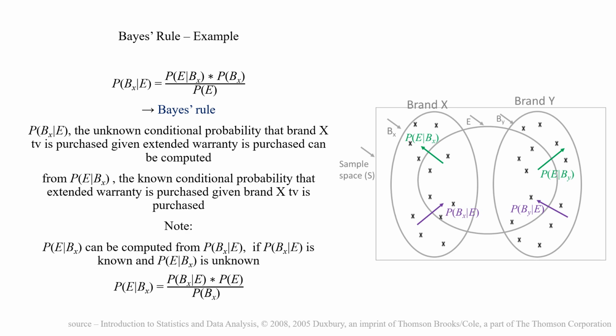Note, the reverse is true as well. That is, probability of E given Bx can be computed from probability of Bx given E if probability of Bx is known and probability of E given Bx is unknown, though that is not the problem statement in this example. That is, probability of E given Bx equals probability of Bx given E multiplied by probability of E divided by probability of Bx.